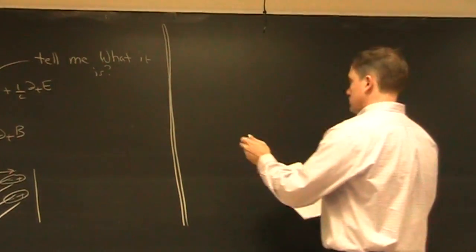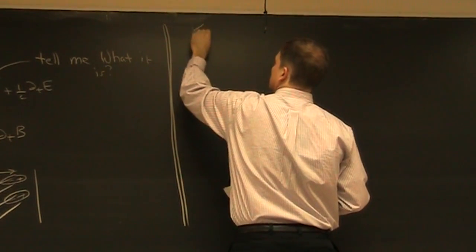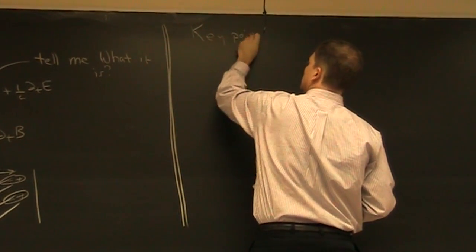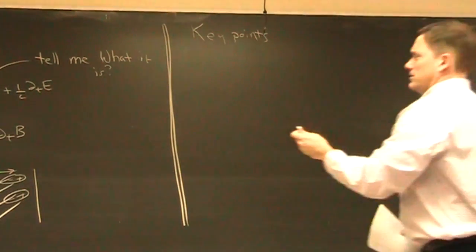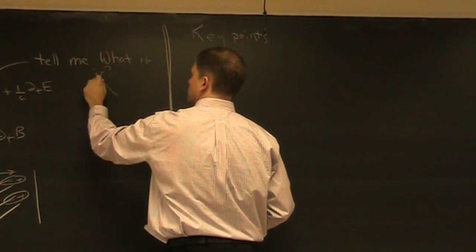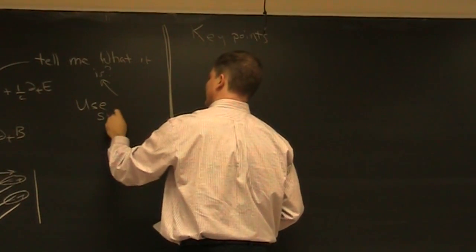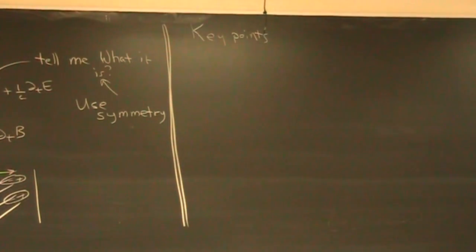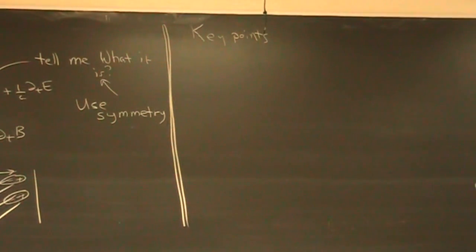Okay, so for instance, key points. Of course, you want to use symmetry a lot. I mean, symmetry will constrain what it is. So we're going to talk a little bit about what are the symmetries of electricity and magnetism. Okay, there's some other things you want to keep in mind.